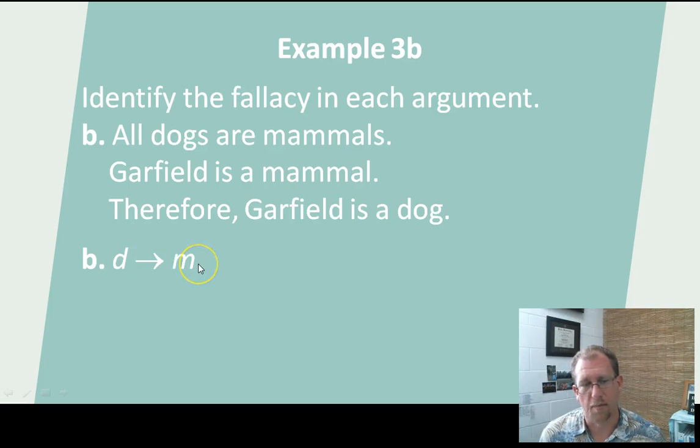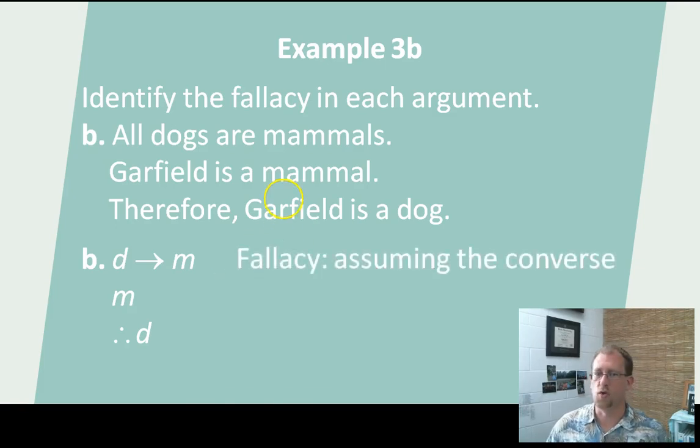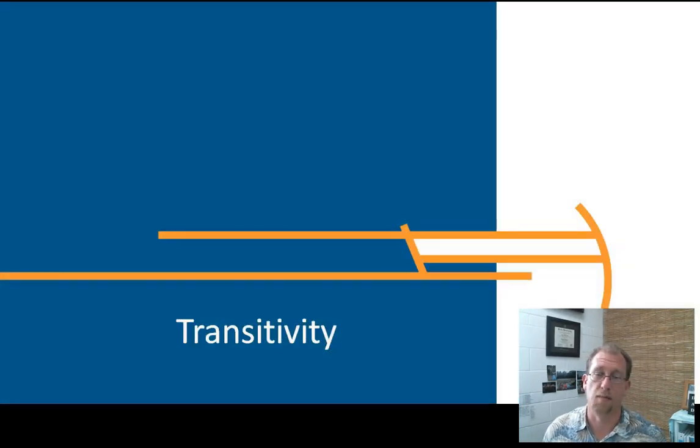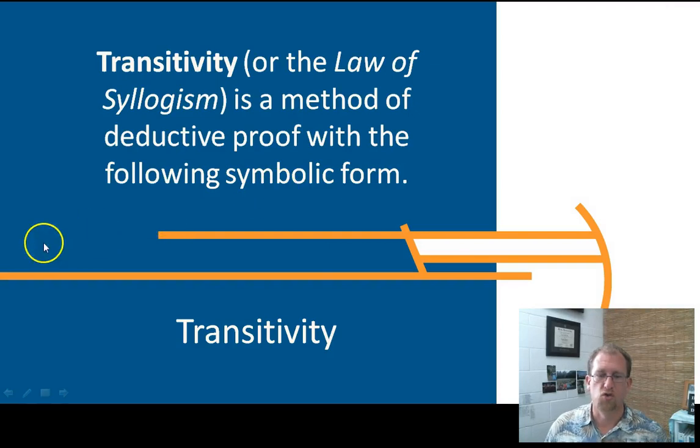If a dog, then a mammal. A mammal? Oh, then a dog. That doesn't work because this is a converse. This is going backwards through the argument. Converses do not always have the same truth value as the conditional statement that they underlie. Okay, so be sure that you don't assume the converse or assume the inverse. The only thing that works all the time is the contrapositive. Okay, and that's why modus tollens works the way it does.